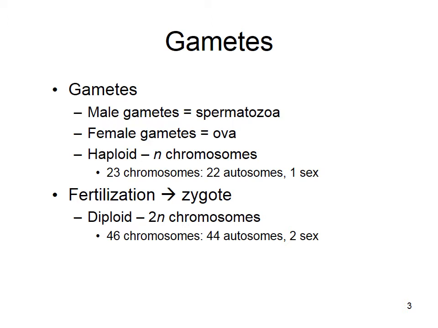At fertilization, when the sperm injects its half set of chromosomes into the egg, that zygote is now diploid. Okay, so it has 23 chromosomes that were already in the egg, and it gets 23 chromosomes from the sperm, right? 22 of the sperm's autosomes combine with 22 of the egg's autosomes, and we get 44 autosomes, and then 2 sex chromosomes.